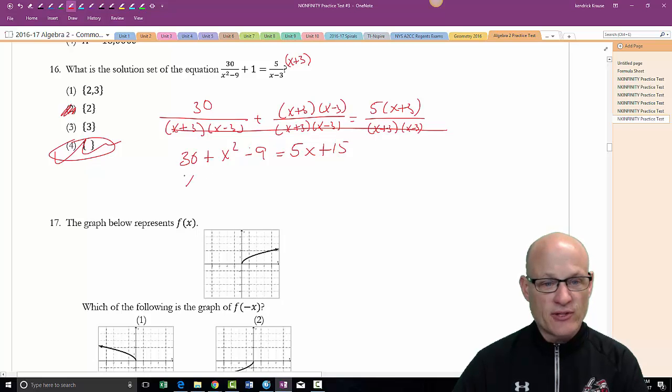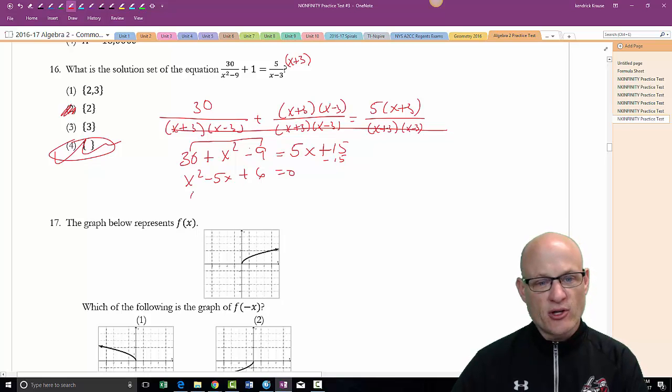Everything's coming to the left, so it's x squared, minus 5x, and 21 minus 15 is plus 6. So I'm going to end up factoring: x minus 2, x minus 3 equals 0. But x equals 2 and x equals 3 are my answers.